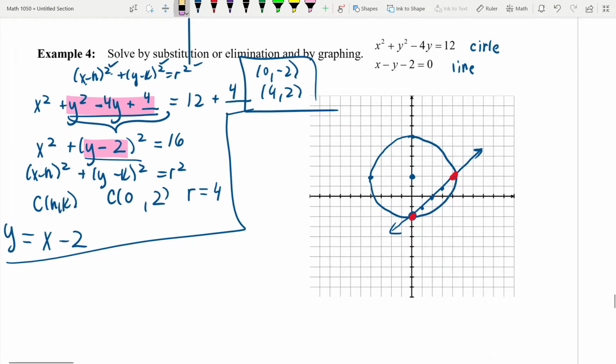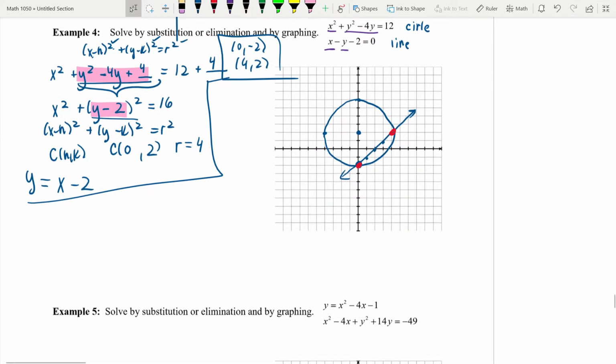I do not want to solve equation 1 for x. I do not want to solve equation 1 for y. They're both horrible. Equation 2, I could solve for x, and I could solve for y. They'd both be pretty easy. So I'm using substitution. Okay, so everybody write down x to the second plus y to the second minus 4y equals 12. Then I want you to solve the second equation for x. And you have x equals y plus 2.